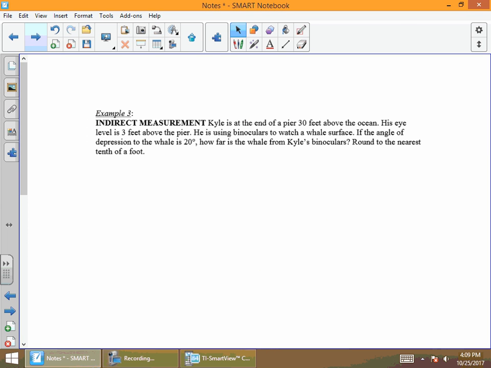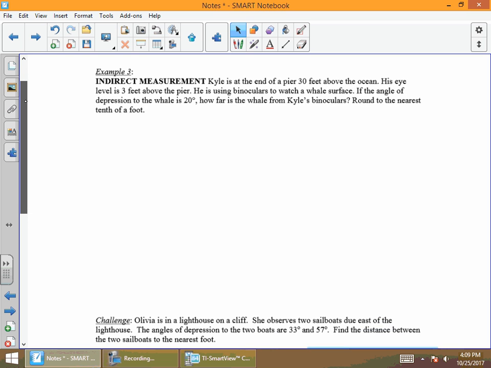All right, as I go to the back, here's an example. Indirect measurement says Kyle is at the end of a pier 30 feet above the ocean. So now we're going to test my drawing. So Kyle is 30 feet above the ocean. All right, so this is the ocean. Kyle is on a pier way up here, 30 feet above the ocean.